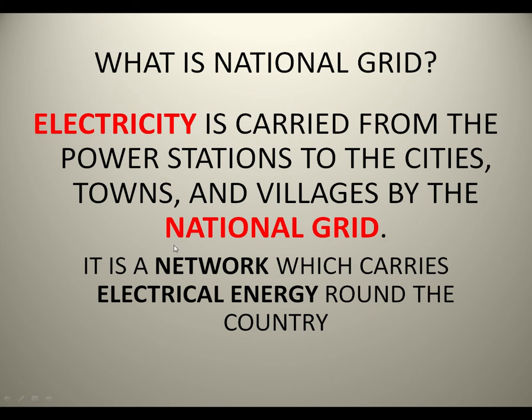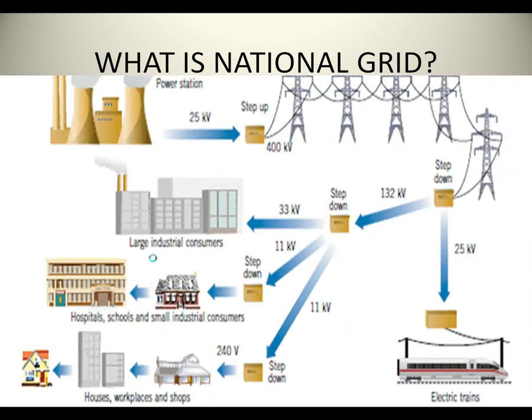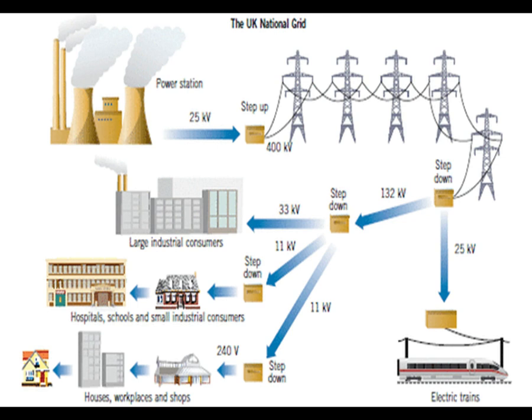You need to know about it. The national grid is a network. A single word you can remember about a national grid is network. It is a network which carries electrical energy around the country. This is a national grid. It is also given in your book. It is shown on page number 146.